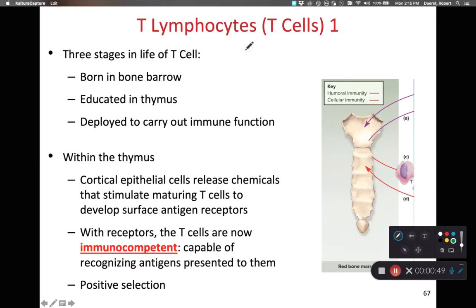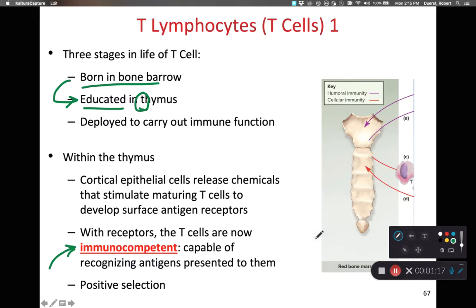As we look at T lymphatic cells, or T cells, or T lymphocytes, they are going to mature in the thymus. And I want you to think T cell, thymus. They come from the red bone marrow and go to the thymus to be educated, or become immunocompetent. When we say educated, we're referring to becoming immunocompetent. Once they're educated in the thymus, they are then going to travel to other tissue types of the body.